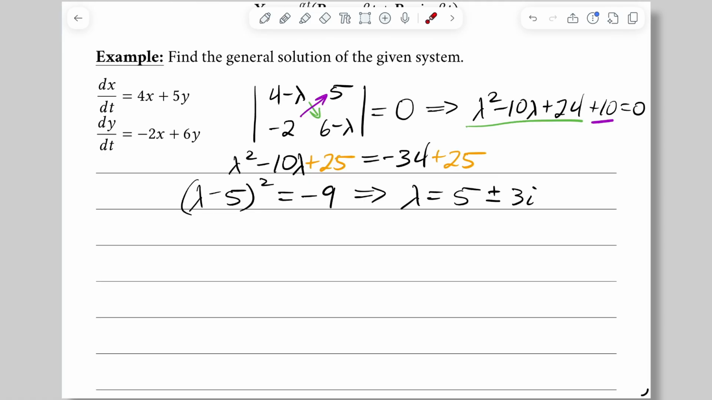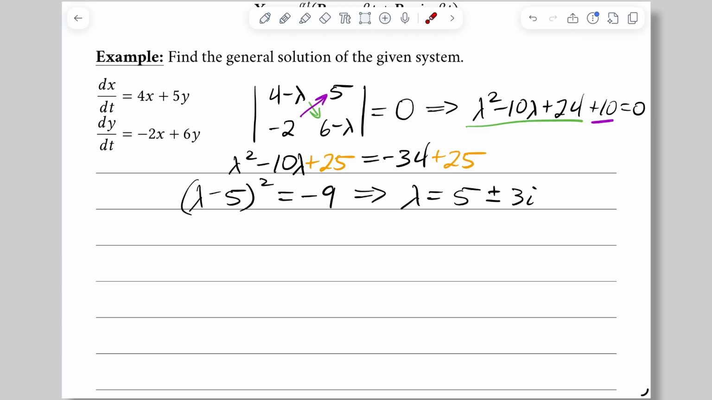We've got the determinant of A minus lambda I equals 0. That's going to give us, for multiplying upper left by lower right, lambda squared minus 10 lambda plus 24. And then subtracting negative 10 gives us plus 10 equals 0. Combining the 10 and 24 gives us 34. Subtracting that from both sides gives us lambda squared minus 10 lambda equals negative 34. Completing the square means adding 25 to both sides, ultimately to get lambda equals 5 plus or minus 3i.